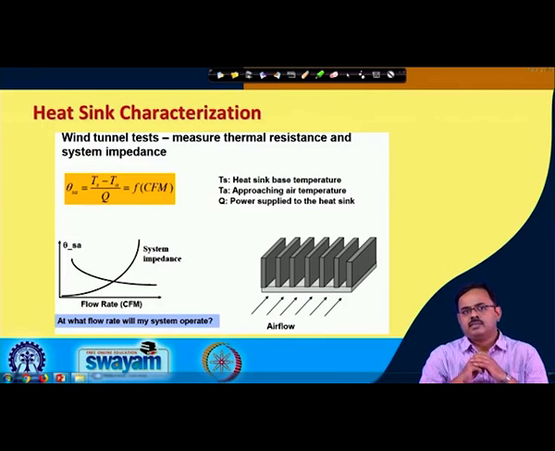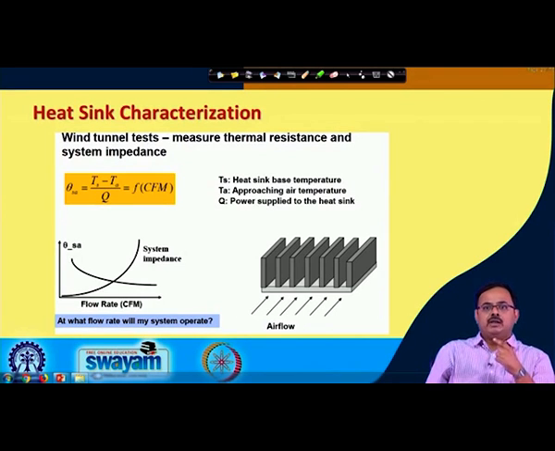Now, nothing comes for free. If you need to blow air through these passages, and I need to blow it at a higher flow rate, then of course, I have to do something. And what is that? I need to put in more power, let us say pumping power. So, the energy that I have to spend per unit time to have the high flow rate is going to be higher.